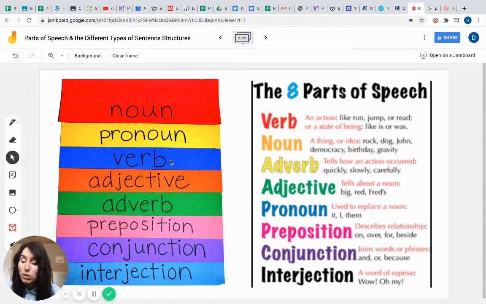What is a verb? And you say, what? Did you say an action word? Yes. But did you forget to say it is also a state of being, like is or was? We can't forget those words also.